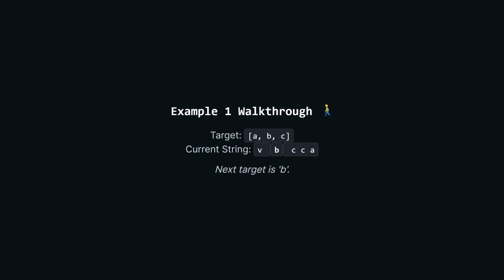Now our target moves to the next letter, B. The next letter in word1 is also B. It's a perfect match, so we don't need any edits. We add index 1 to our answer. Finally, our last target letter is C. The next available letter in word1 is C. Another perfect match, we add index 2. We've matched the whole target string, so our final answer is 0, 1, 2.